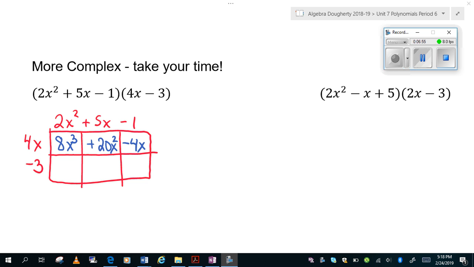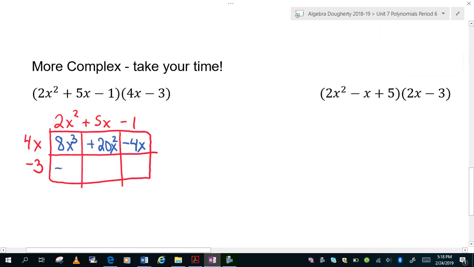Okay. I did that first row. I took the 4x and multiplied it by that top row and got 8x cubed plus 20x squared minus 4x. I included the signs in the boxes so I can compare them and combine like terms in the next step. I'll take that negative 3 now and distribute it. Get negative 6x squared minus 15x plus 3.